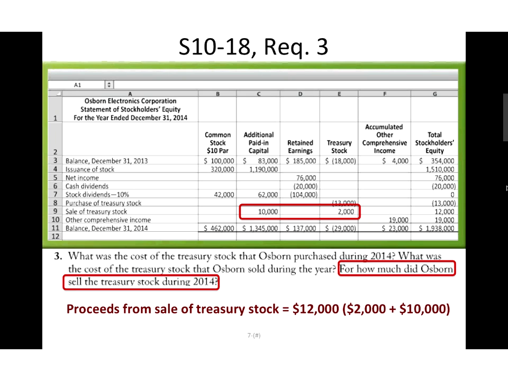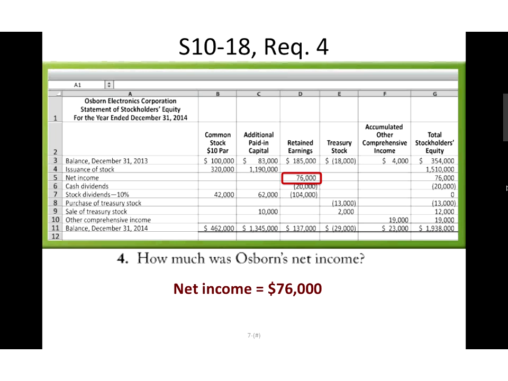Okay, we have a couple more questions that are asked on this statement. Question 4, how much was their net income? In row 5, you can find the net income on the statement. It'll tell you net income, and there it's given.